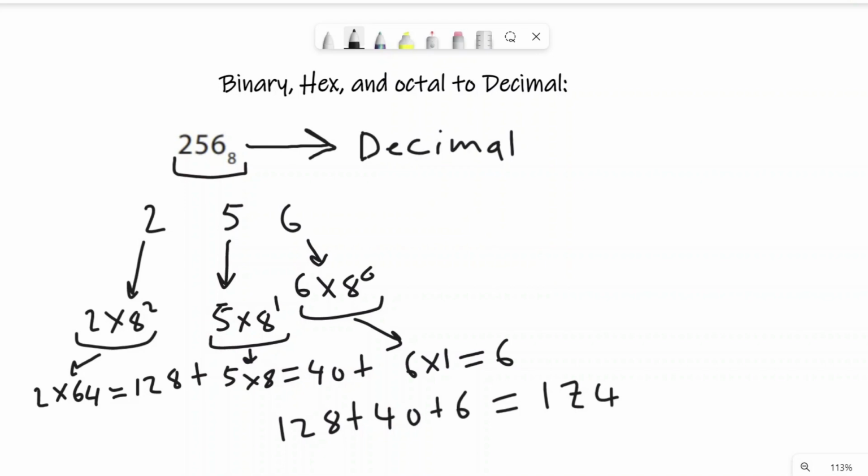So at the end, 128 plus 40 plus 6 is the answer, and this equals 174 when you add it together. So this is how you would find your decimal value from an octal number. All you have to do is break it up into its parts and multiply it out with the correct base value. So you could do this with hex and binary as well.